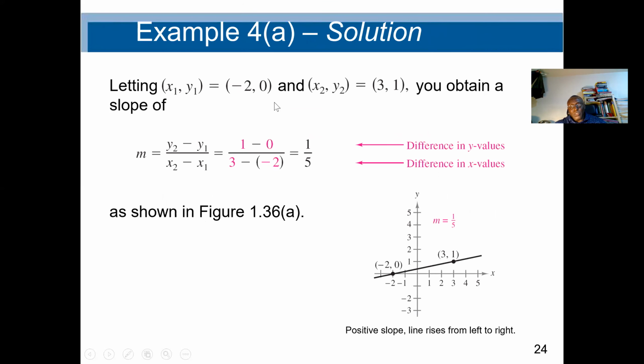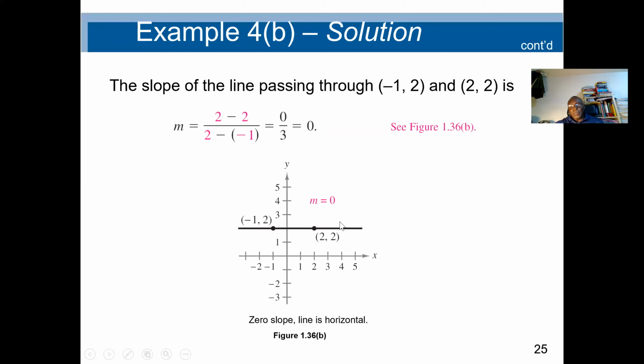So we have -2 and 0 and 3 and 1. So we say 1 minus 0, then 3 minus -2, which is y2 minus y1 over x2 minus x1. So the answer is 1/5. Now we have -2, 1, 2, 2. We can see 2 minus 2 is 0. So whatever value we have at the bottom, 0 divided by 3 will give me 0. So this means the line is horizontal.